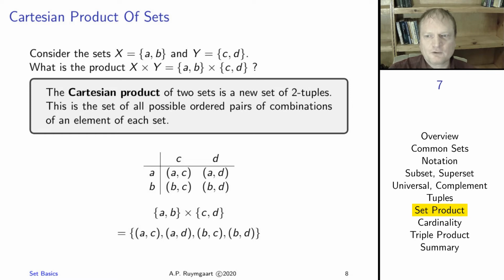In order to get the Cartesian product, we can write a table where we put in the first column the elements of the first set, in the first row the elements of the other set, and that allows us to make all the possible combinations in elements of the table. And we see here, since each set had two elements in it, we have a result set of 4 ordered pairs.